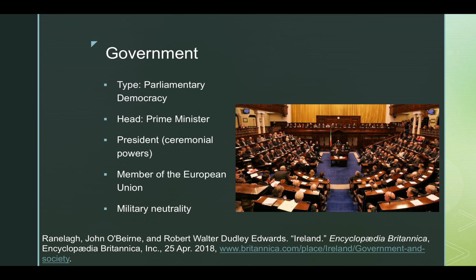The type of government that you see in Ireland is a parliamentary democracy. The president has mostly ceremonial powers and is elected directly by the public. The government is headed by a prime minister who is appointed by the president on the nomination of the lower house of the parliament. Ireland is a member of the European Union and ranks amongst the wealthiest countries in the world in terms of GDP per capita. As discussed earlier, Ireland still continues to practice military neutrality and will most likely do so in the future.